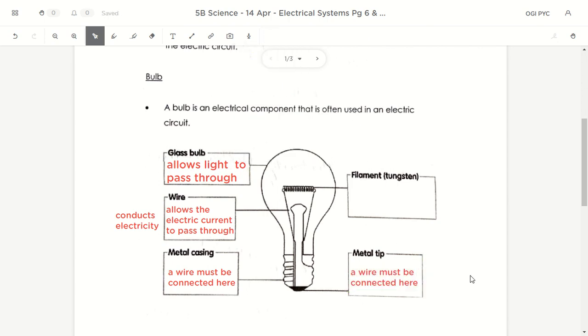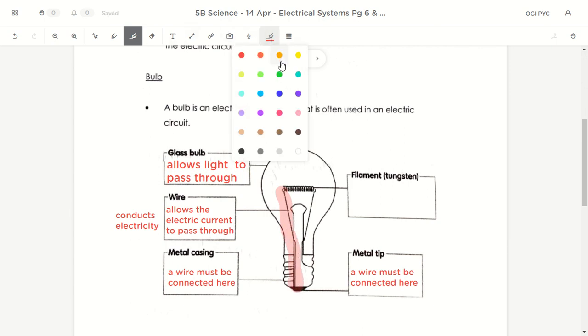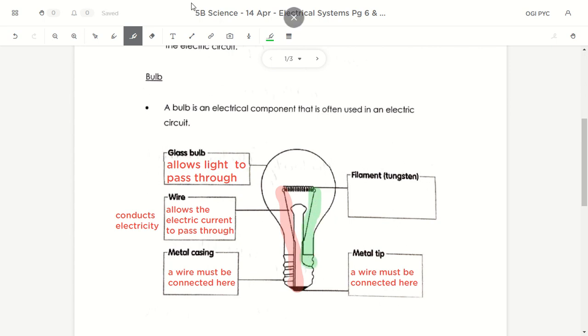Like what I said just now, in order for the light bulb to light up, you must connect the bulb to the metal casing. One wire must be connected to the metal casing, and another wire must be connected to the metal tip, because you realize there are two wires, one goes to the tip, one goes to the casing. Maybe I should highlight so you can see what I'm talking about. One goes to the tip, which is a different color, and the other one actually goes to the casing.